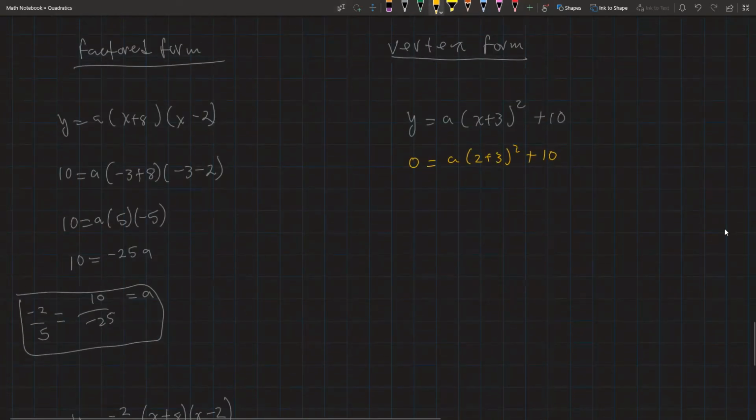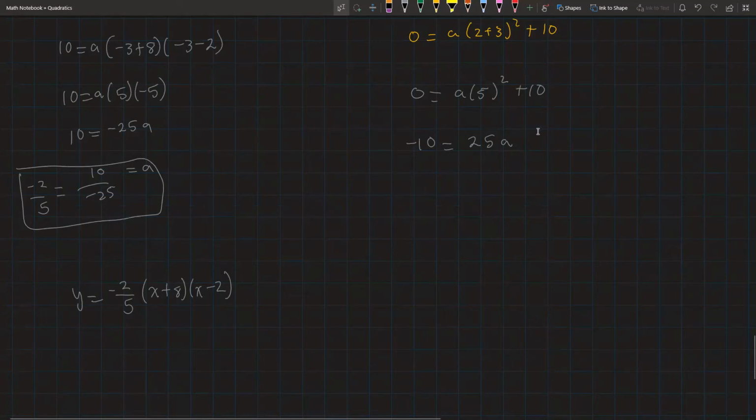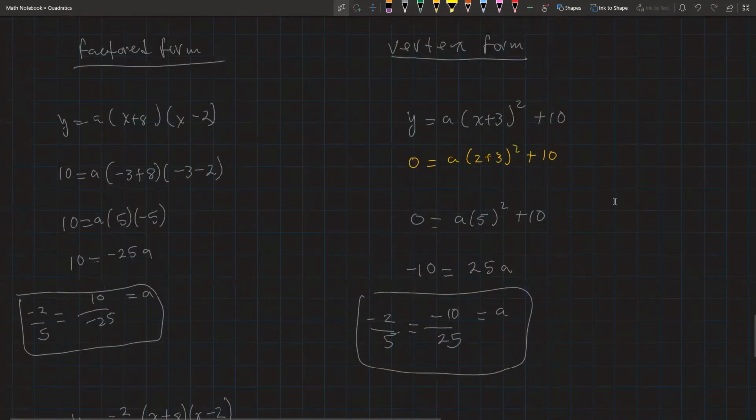So then we get that 0 equals, I'm going to write it like this, a times 5 squared plus 10. So that we get negative 10 equals 25a. And to solve for a, we want to do multiplying by 25. So we get that a equals negative 10 over 25. And notice that that reduces again to negative 2 over 5. And done. You could have done it either with vertex form or x-intercept form.